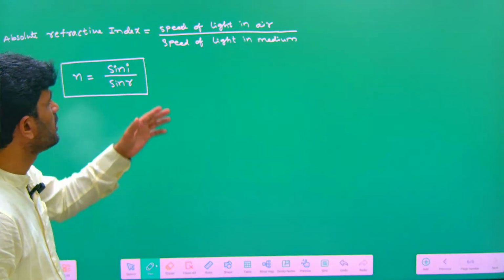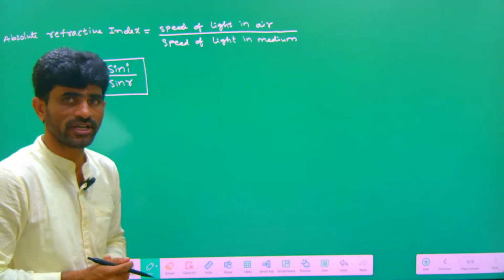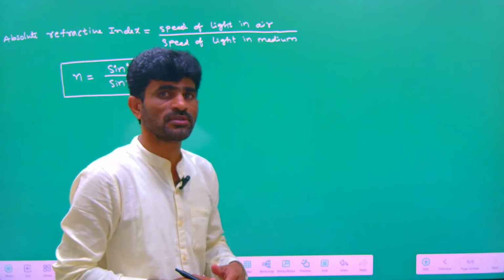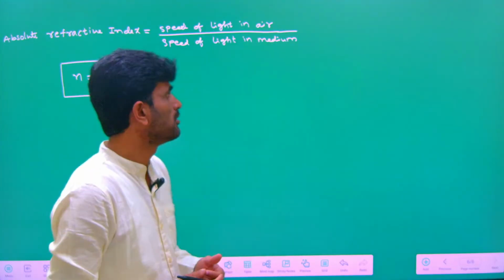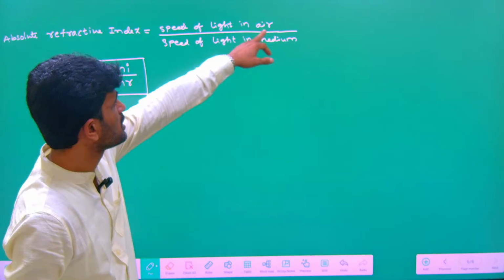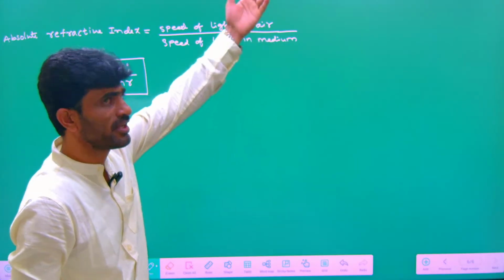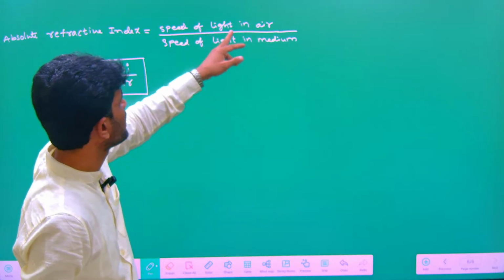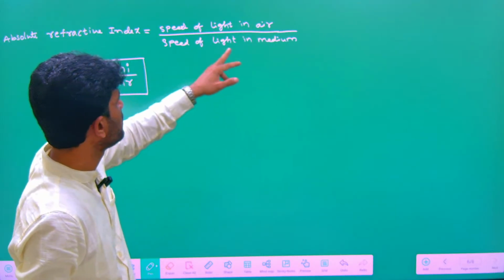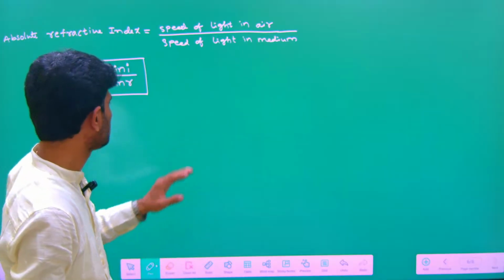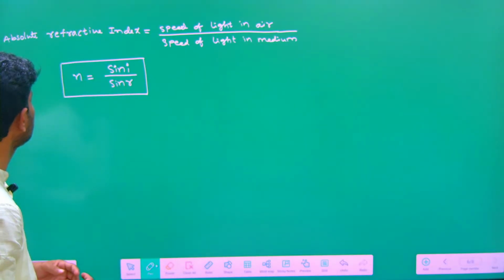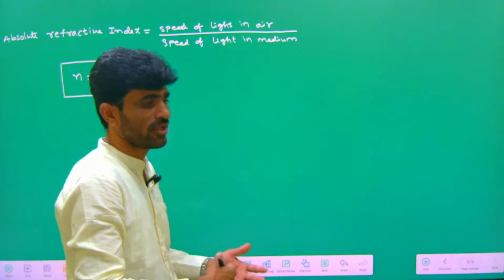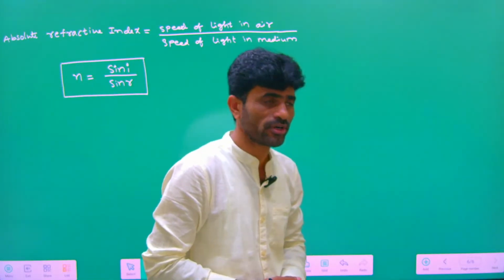One more also we have. If it is not the absolute refractive index, you want the refractive index of one medium with respect to another medium. Here also, instead of A, we will have another medium. So the refractive index is the speed of light in medium 1 by the speed of light in medium 2. You will understand by doing the problems. You will see some problems. You will understand better.